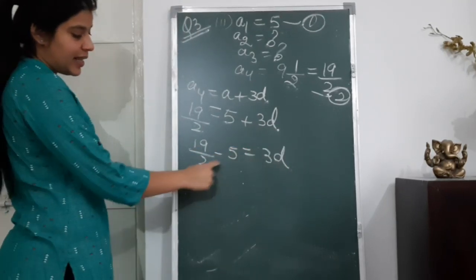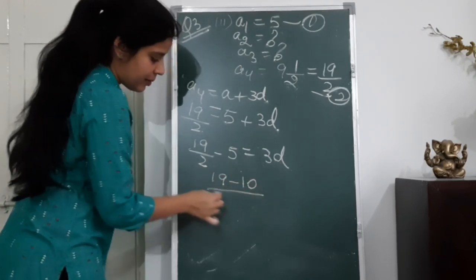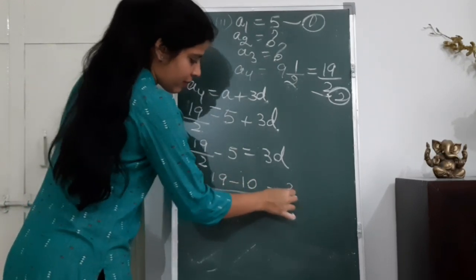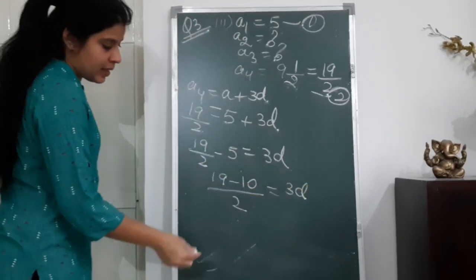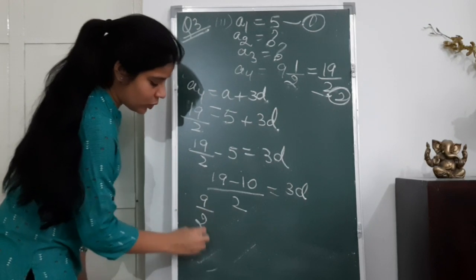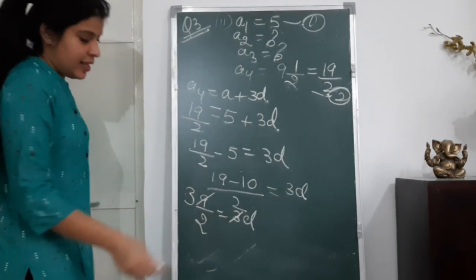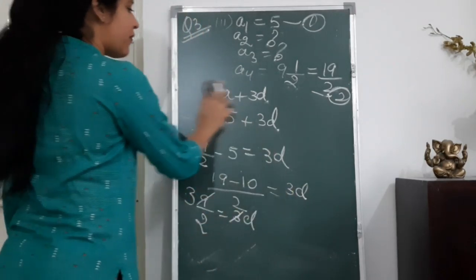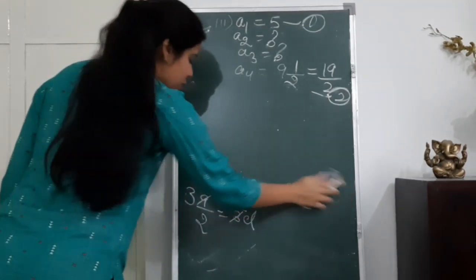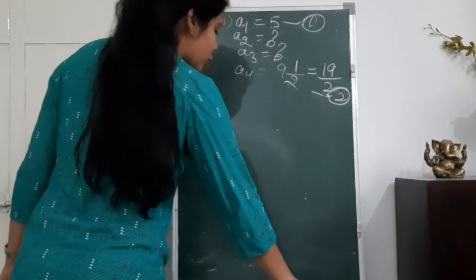Can I say, multiplying this, 19 minus 10 by 2 is equal to 3D. 19 minus 10 is what? 9 by 2. So 9 by 2 is equal to 3D, cancelling this 3. So what do I have from this? The value of the common difference by solving this equation is equal to nothing but 3 by 2.